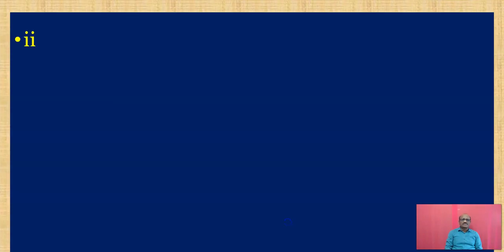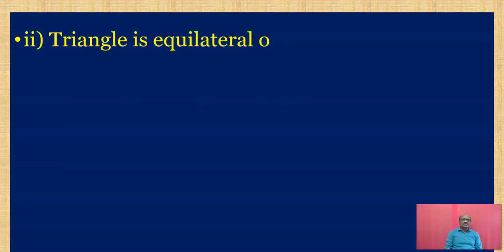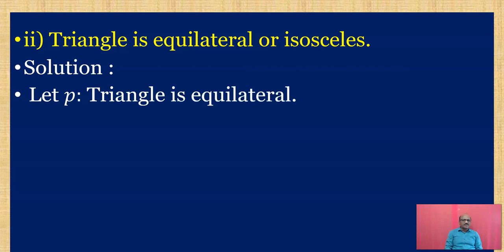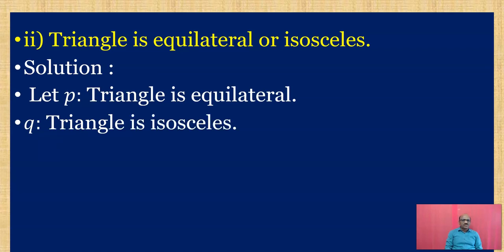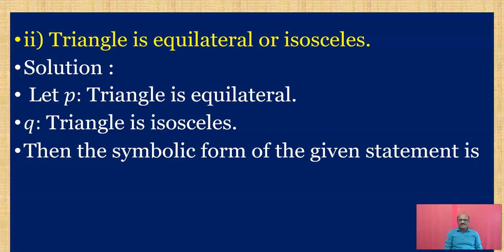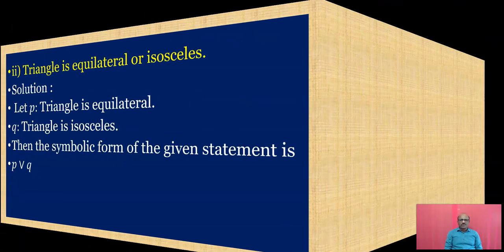Next, triangle is equilateral or isosceles. Let P, the triangle is equilateral. Q, triangle is isosceles. Then the symbolic form of the given statement is P or Q.